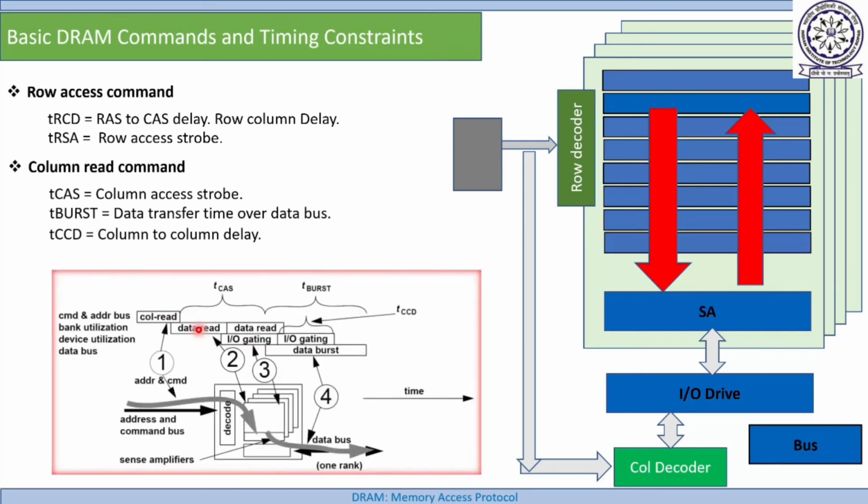So this is an example of how a read command actually works. First of all, the controller will send a column read command, which takes tCMD time to travel through the bus and reach the device. Once the command reaches the device, that means the command is issued, and it will take tCAS time to make the data available for transfer.